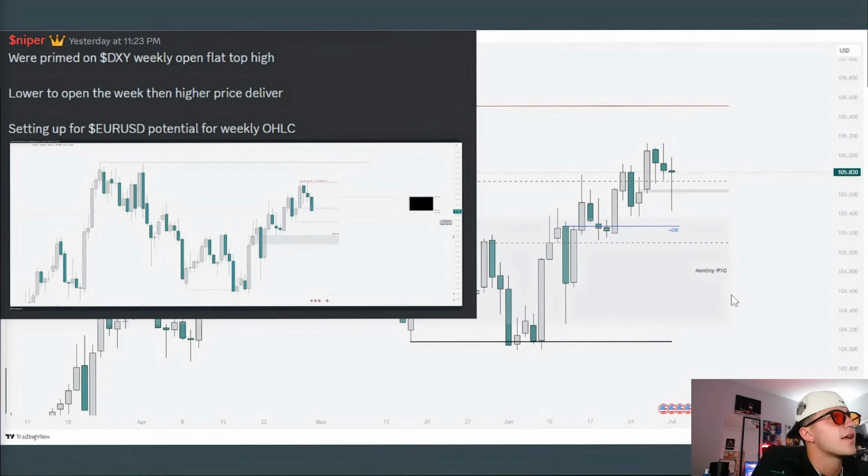And if we could set that up, that would give us the inclination to understand that majors would go lower if the dollar is going to go higher. So that would be me giving the anticipation for a weekly open, high, low, close on Euro USD or GBPUSD.